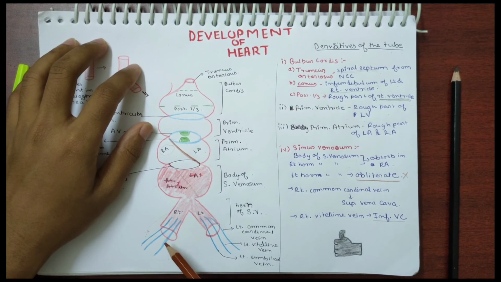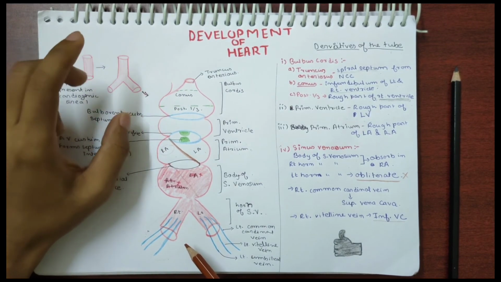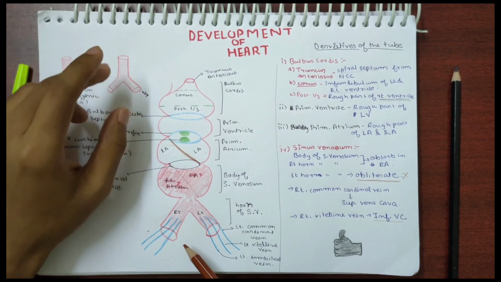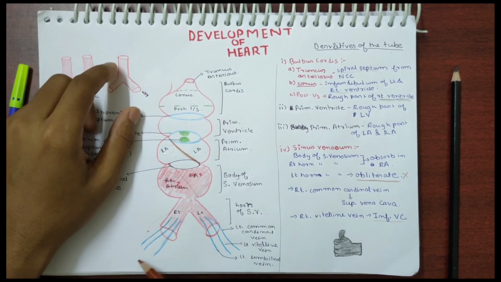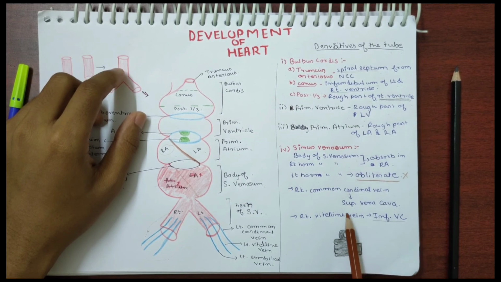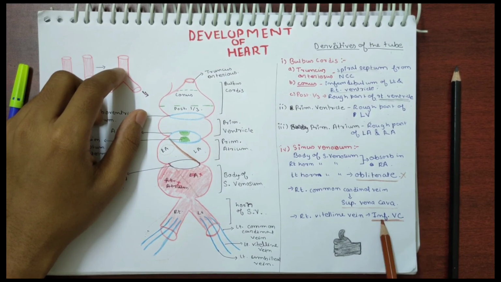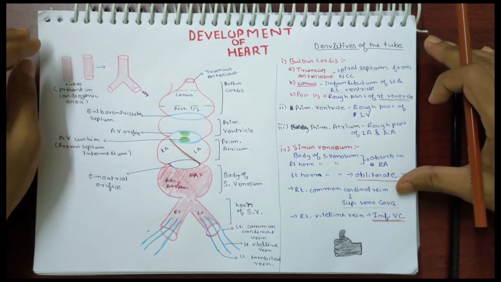About the veins of the right horn of the sinus venosus, only one of these veins will degenerate, and the rest two veins will give rise to the superior and inferior vena cava respectively. So which one will degenerate? The right umbilical vein will degenerate, and what will be left? The right common cardinal vein, which will give rise to the superior vena cava, and then there will be the right vitelline vein, which will give rise to the inferior vena cava. So this is somewhat the overview of the development.